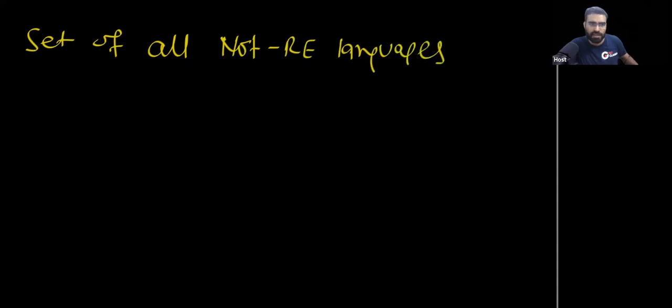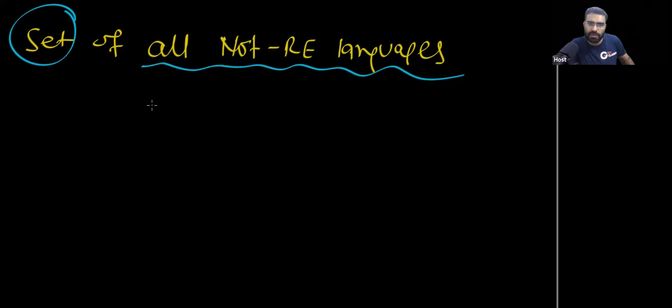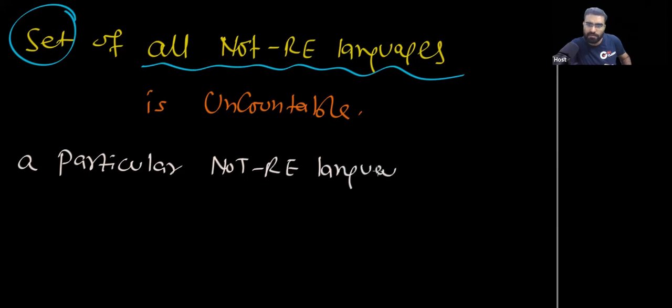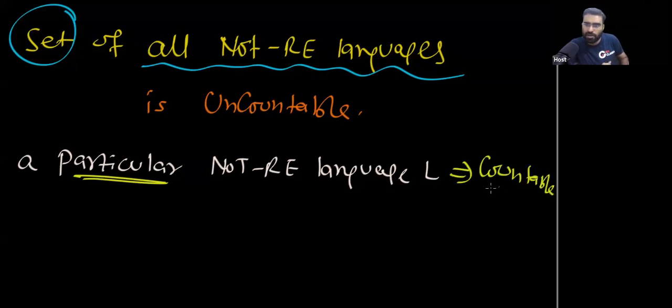Set of all not RE languages. Now I am considering the set of all not RE languages. That will be uncountable. So this you have to understand: a particular not RE language will be countable. Yes or no? If you take a particular not RE language L, that will be countable. Remember, that will be countable.